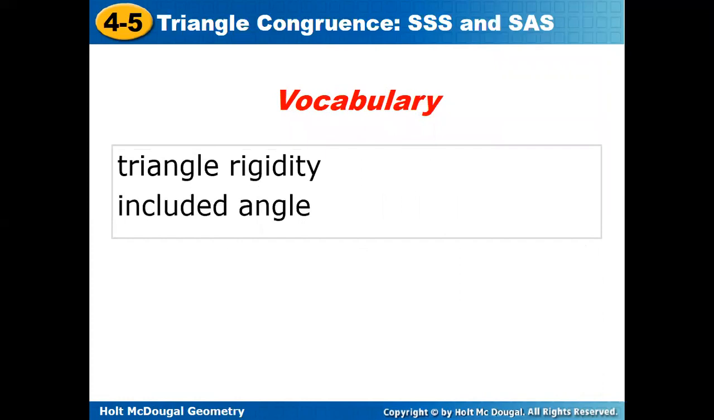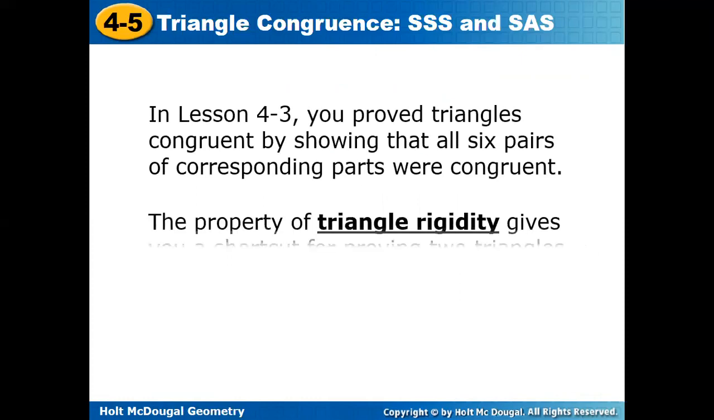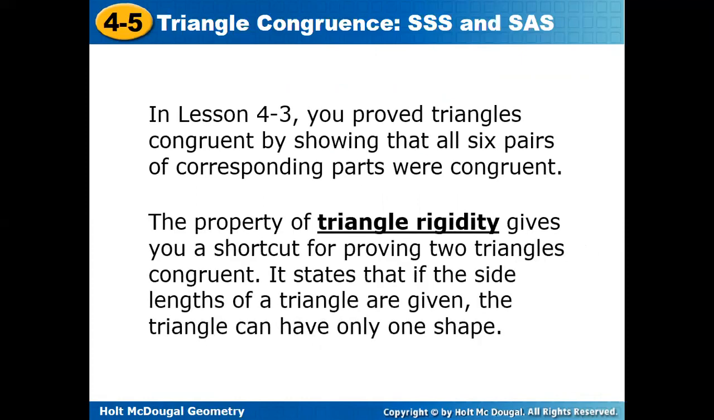Our new vocab, triangle rigidity and included angle. In lesson 4.3, you proved triangles congruent by showing that all 6 pairs of corresponding parts were congruent. The property of triangle rigidity gives you a shortcut for proving two triangles congruent. It states that if the side lengths of a triangle are given, the triangle can have only one shape.